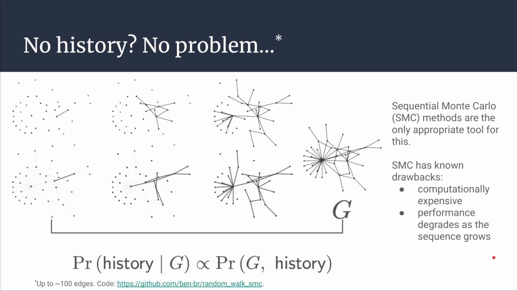Okay, so sequential Monte Carlo has some known drawbacks. It's computationally expensive, and its performance degrades as the length of the sequence grows. For small to moderately sized networks, actually these methods work surprisingly well, given enough computation time. Okay, so with our more detailed model of the interactions, we can still fit the model to data, but that data has to be fairly small.